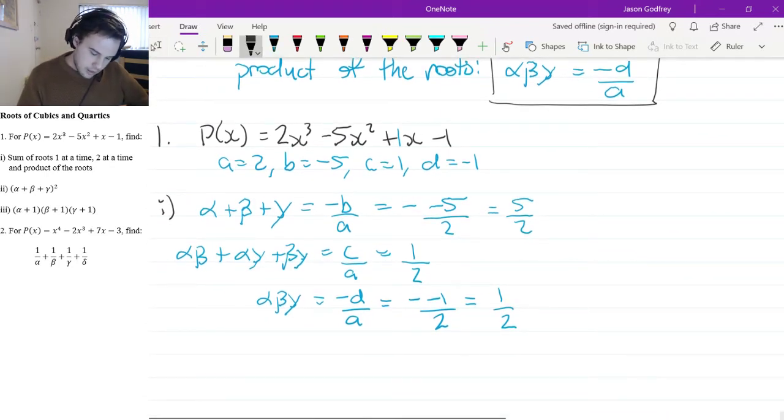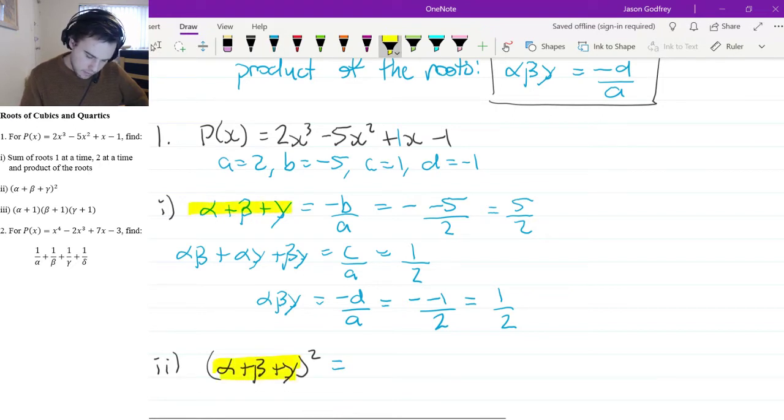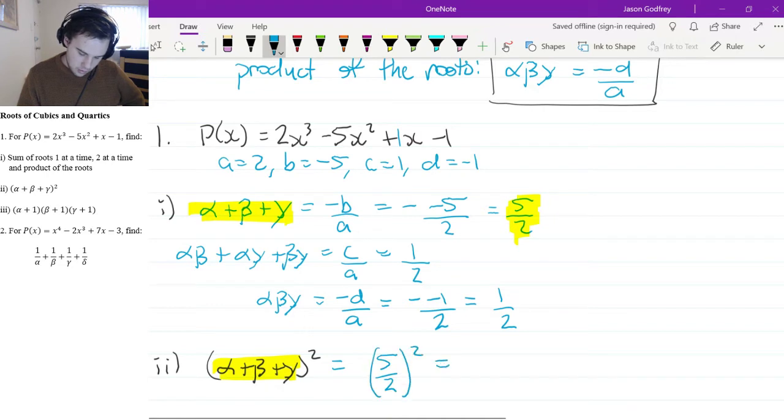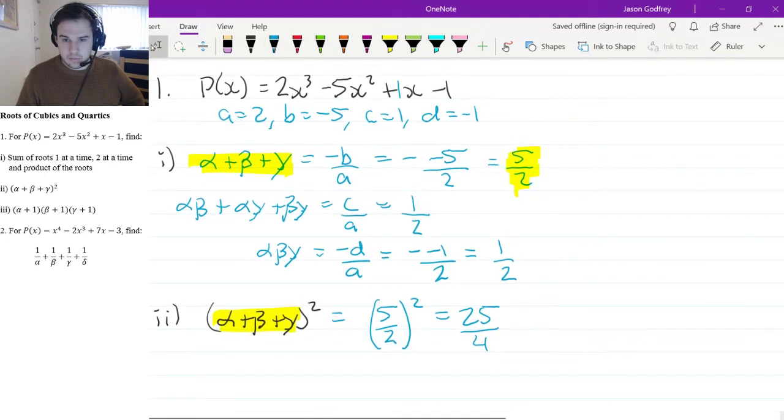So part II, alpha plus beta plus gamma all squared. Well, alpha plus beta plus gamma, we actually already have that expression. Alpha plus beta plus gamma is 5 on 2. So all we need to do for this one is, once we've figured out all these three different expressions, we can just plug it in and square it. So that one wasn't too bad.